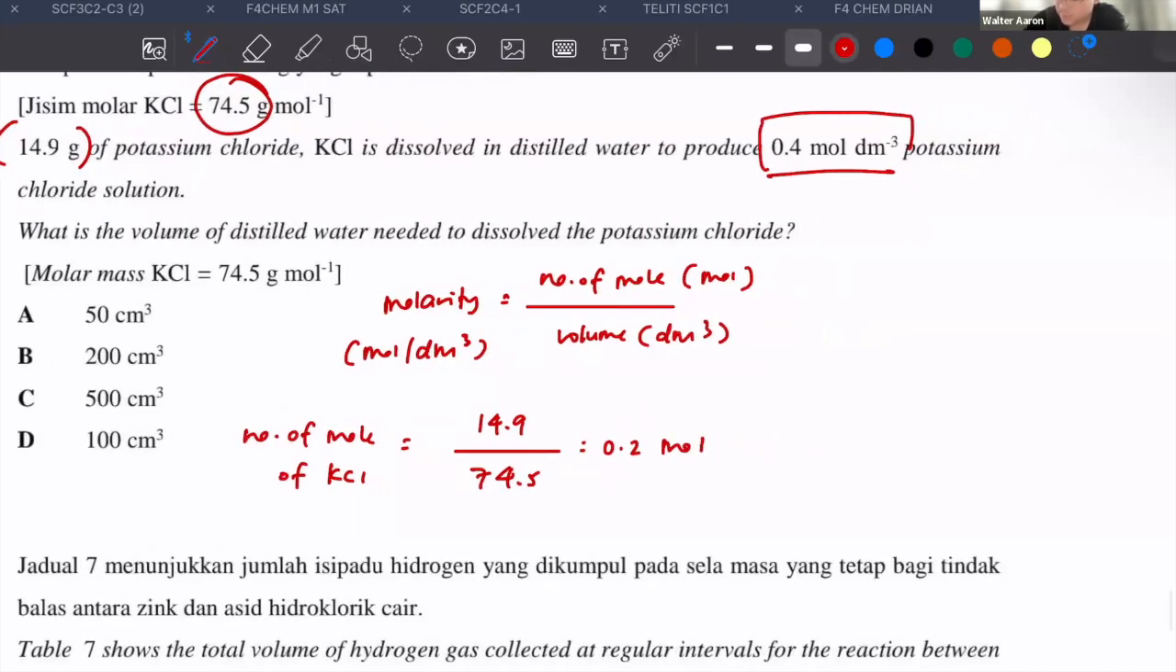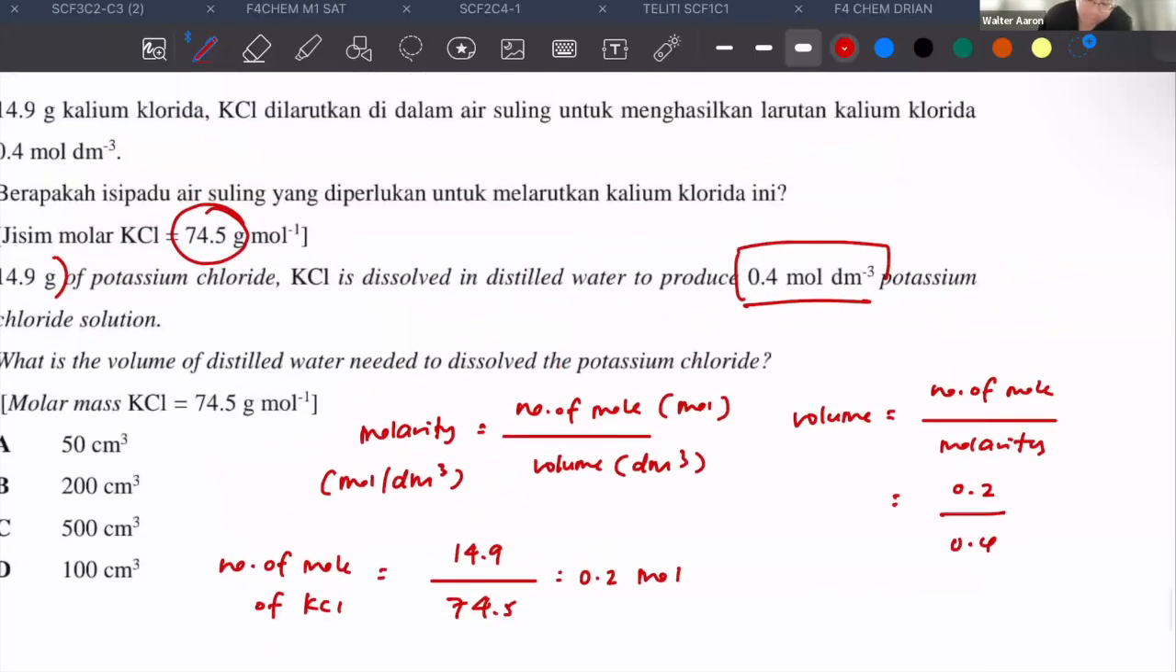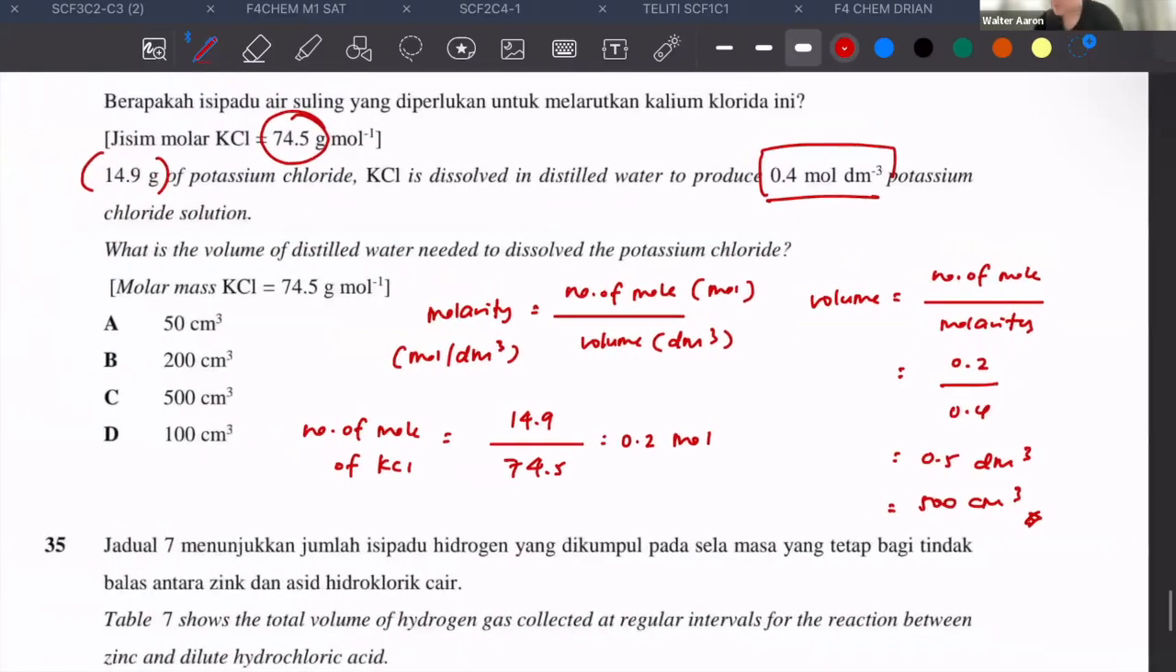So right now we need volume. Volume is equivalent to number of moles divided by molarity. So that will be 0.2 divided by 0.4. So that'll be 0.5 dm cube, which is equivalent to 500 cm cube. So the answer for number 34 is C.